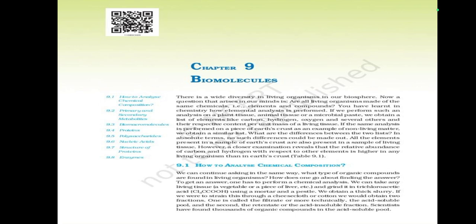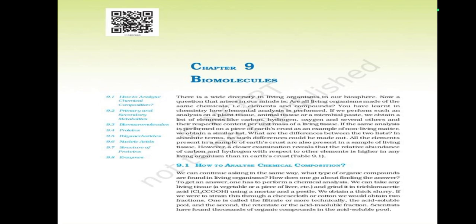If we perform such an analysis on a plant tissue, animal tissue, or a microbial paste, we obtain a list of elements like carbon, hydrogen, oxygen, and several others, and their respective content per unit mass of a living tissue. If the same analysis is performed on a piece of Earth's crust as an example of non-living matter, we obtain a similar list.